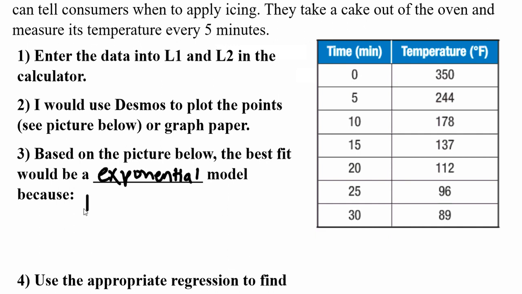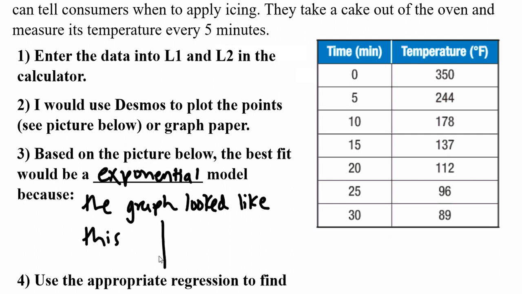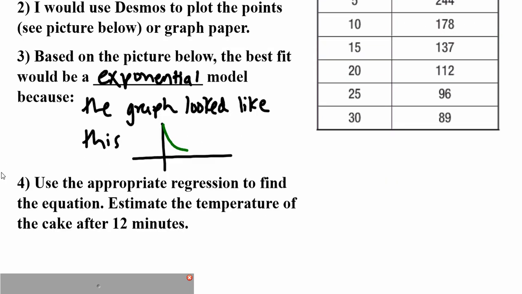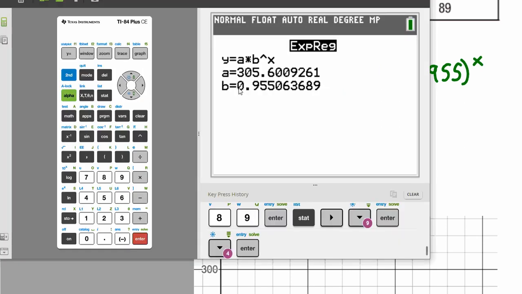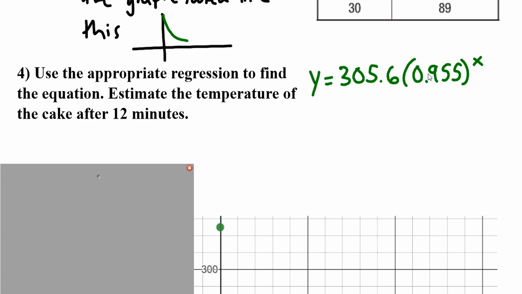So we chose an exponential model because the graph looked like this. The graph looked like an exponential decay. When I typed it in there, we got our equation. Our equation was y equals 305.6 parentheses 0.955 to the x, I believe. Yep, A and B. If I look at the equation, I'd see it's decay because this number is less than 1, which it should be.